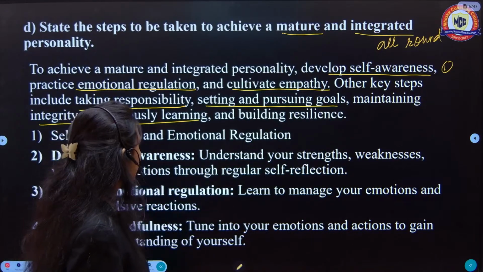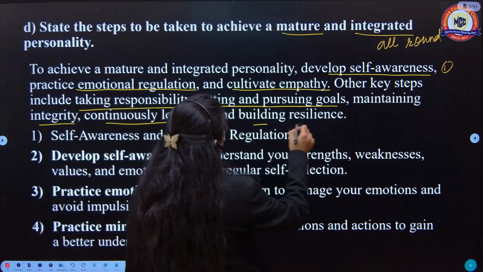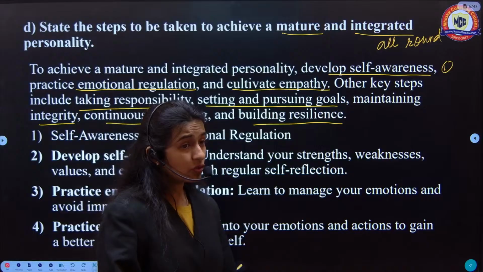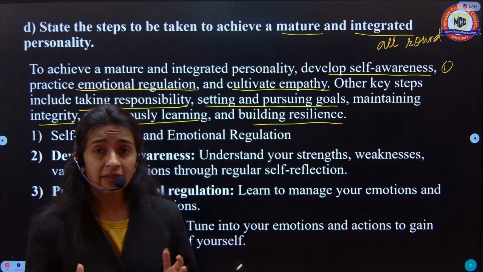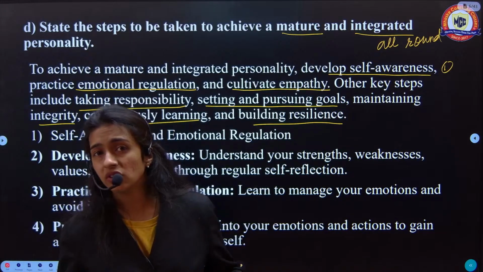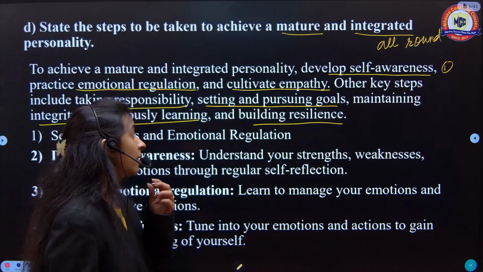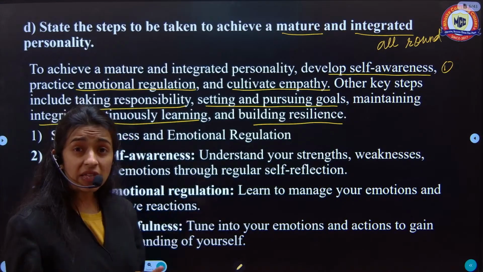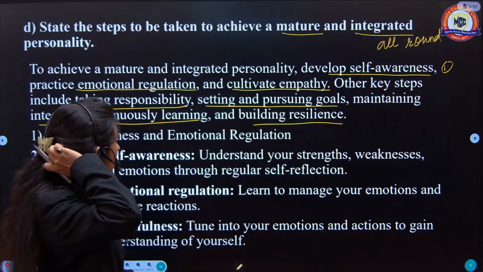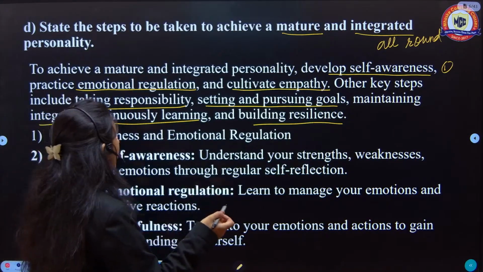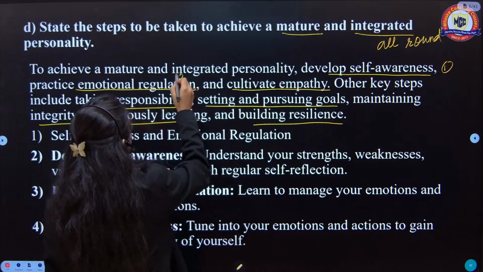They want to learn all those things because they feel they are lagging somewhere in the society and community. So learning is a continuous process, and building resilience by not giving up, by making sure that you will stand straight in front of all the challenges, no matter how strong the storm is, you will be resilient towards it. You will face the challenge every time. So these are the things that will make you mature and integrated.